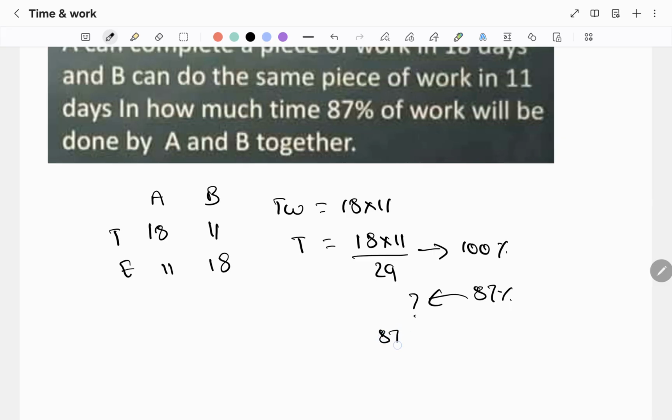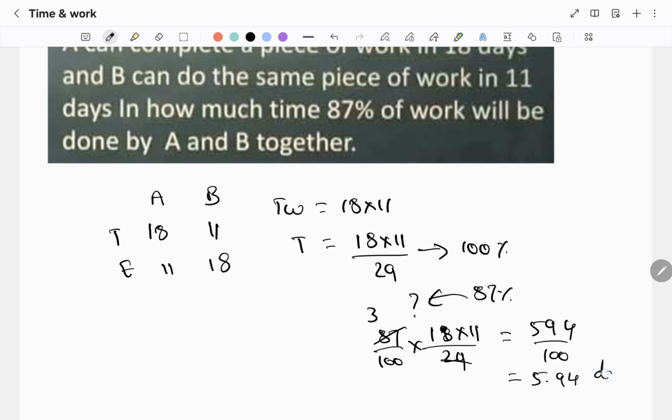So 87 by 100 into 18 into 11 by 29. 29 ones, 29 threes. So 3 18s 54. 54 into 11 is 594 by 100, which is 5.94. 5.94 days.